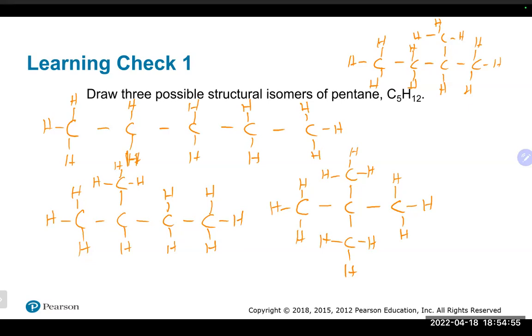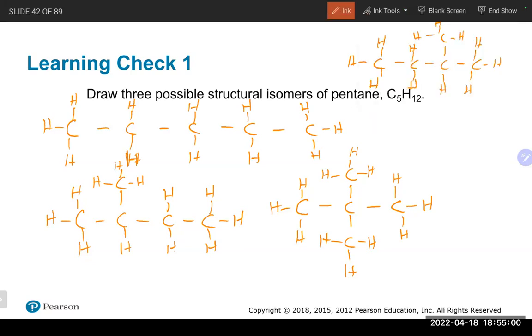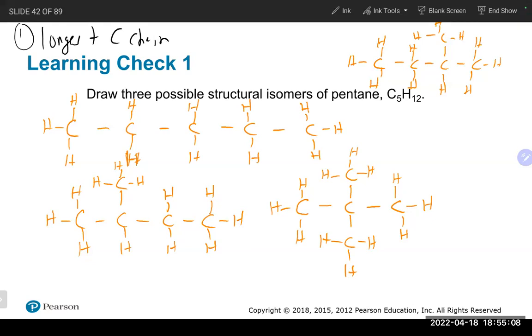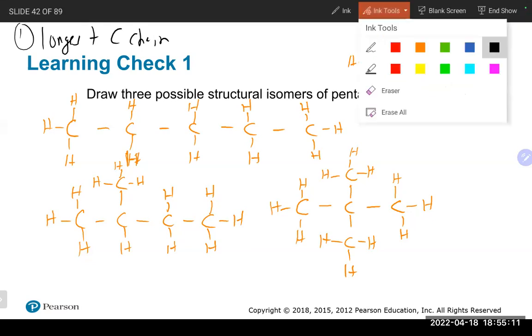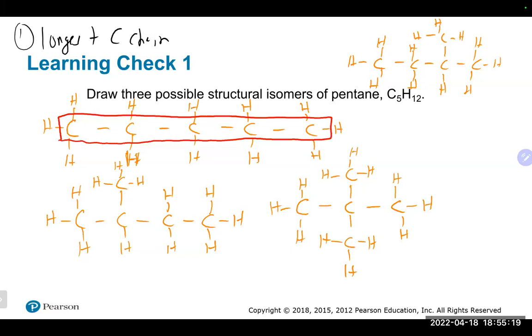So let us start with the first one, which is always you want to try to find your longest carbon chain. So we'll start here. The first one I drew, longest carbon chain is, in this first one, 1, 2, 3, 4, and 5. Yes. The base of the name is going to be based off of that. So something with 5 carbons is pentane.